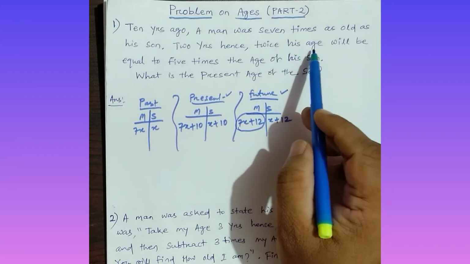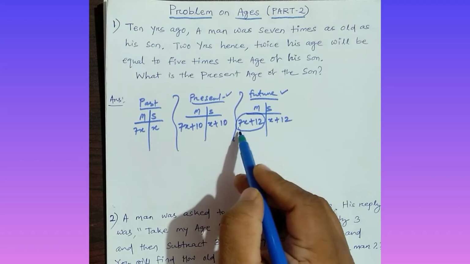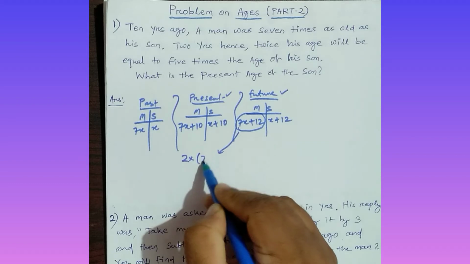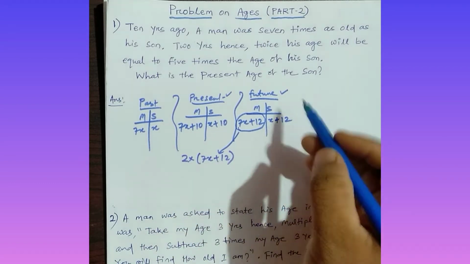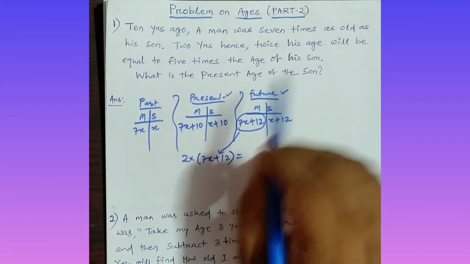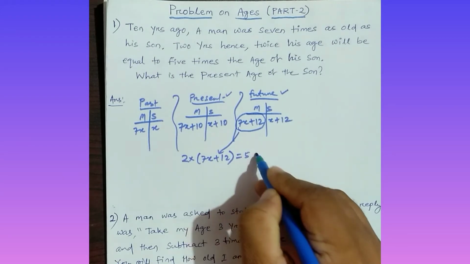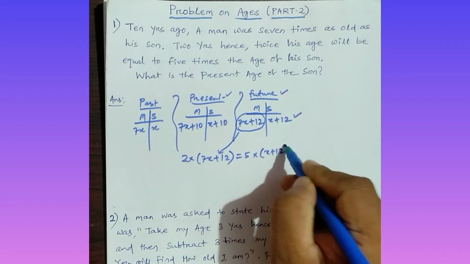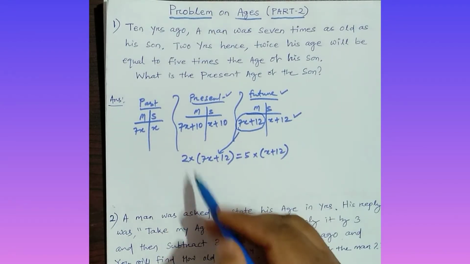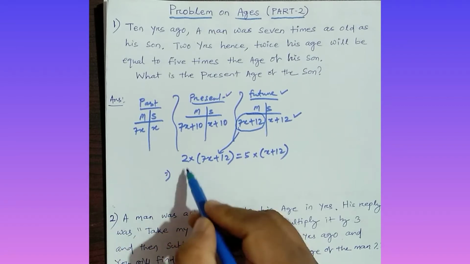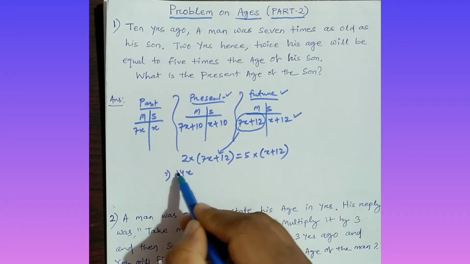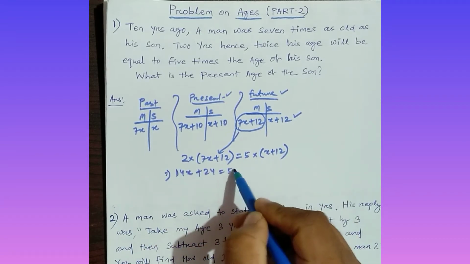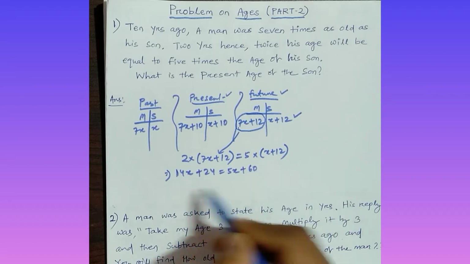Now see, 2 years hence, twice his age, meaning the man's age, twice means 2 times. So I write 2 into 7x plus 12, will be equal to 5 times the age of his son, that is x plus 12. Now simply multiply here: 2 times 7x is 14x, 2 times 12 is 24, and 5 times x is 5x, and 5 times 12 is 60.